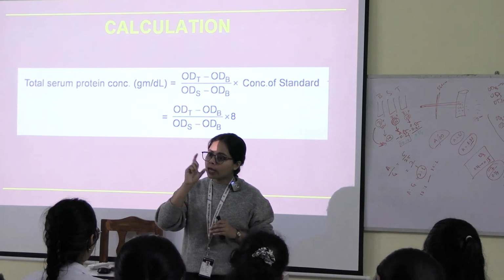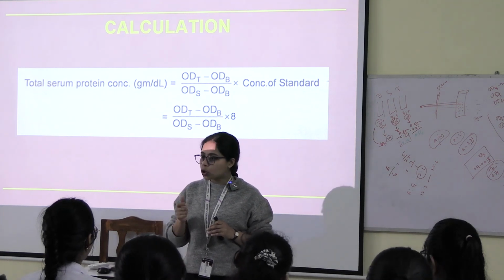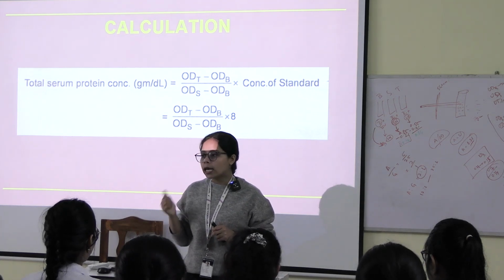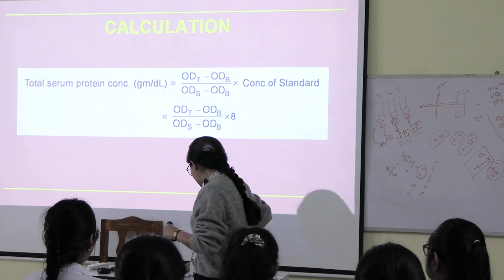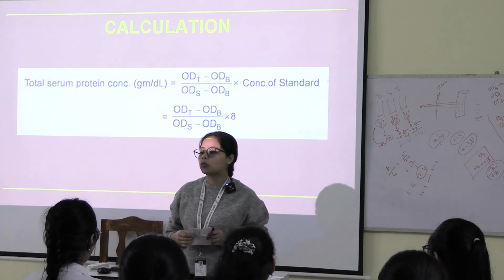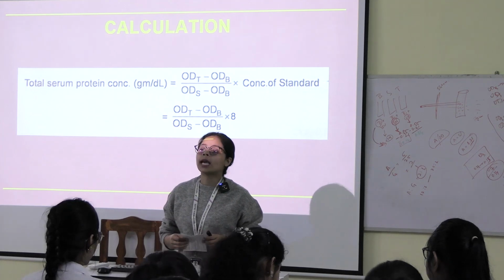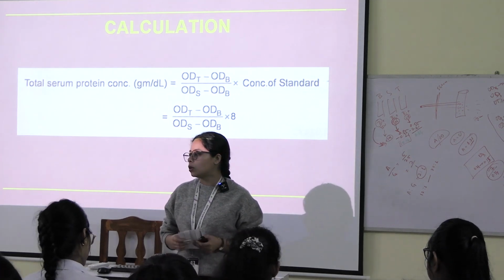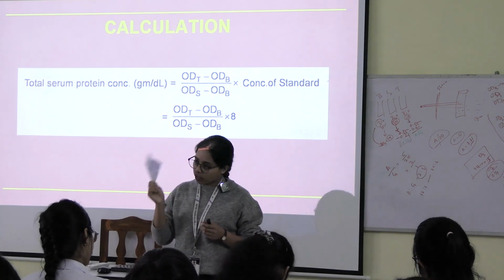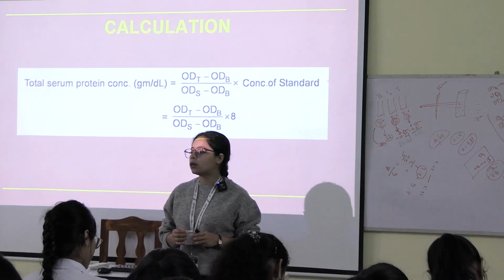So you have to bring the blank to 0 so that you can get the correct correction of the test and the standard in the division method. In this division method that I have shown you here, that is ODT, you can note it down. It is the second formula, ODT by ODS into concentration. This is the second formula, if you are doing it according to this kit manual, concentration of standard, that is 8.